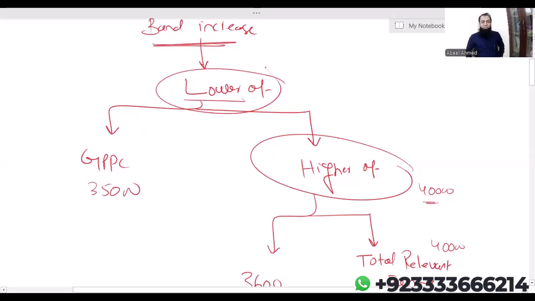So I will increase the basic and higher bands by 35,000. Students, whenever you see a gross PPC, you have to take a pause and then decide, using this format, by what amount the bands should increase.